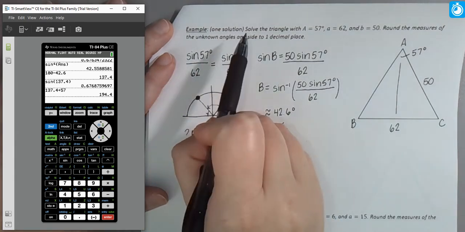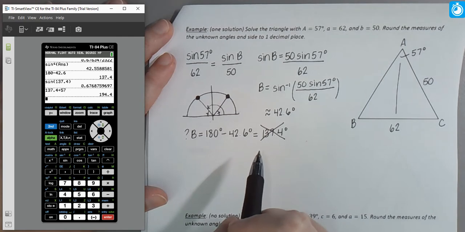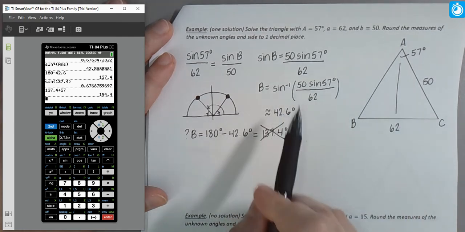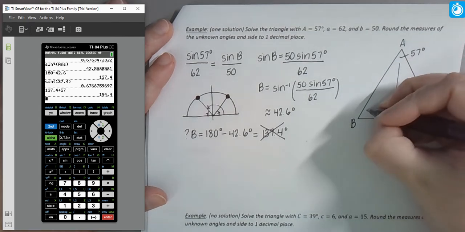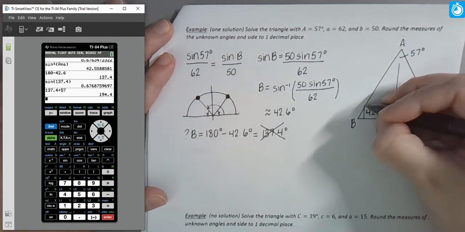That's our indication that there's one solution. Since there's only one value for B, the one solution is going to be all the other values that result from taking that one value for B. So B is going to be 42.6 degrees.